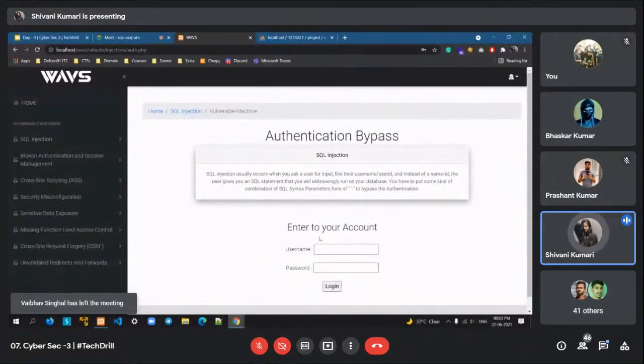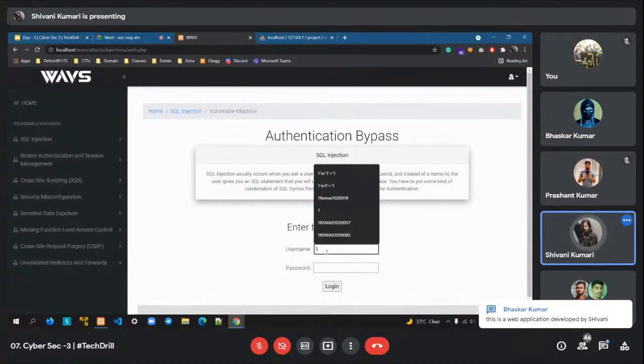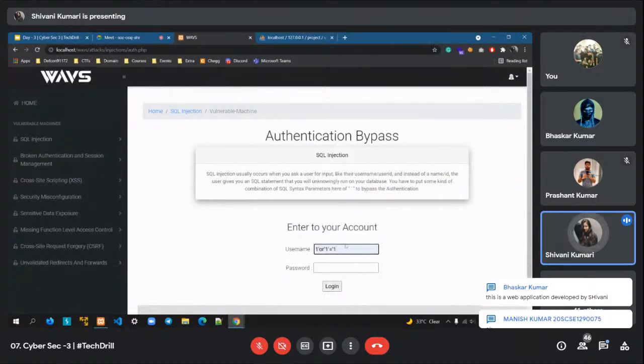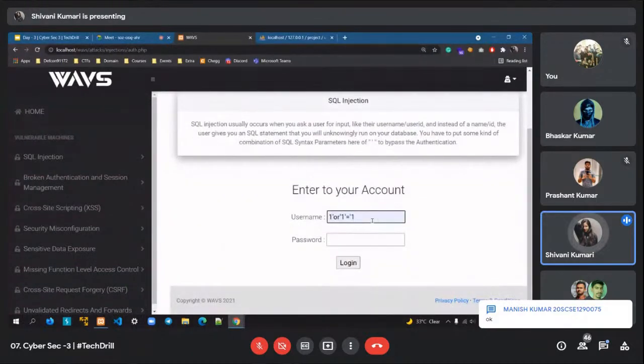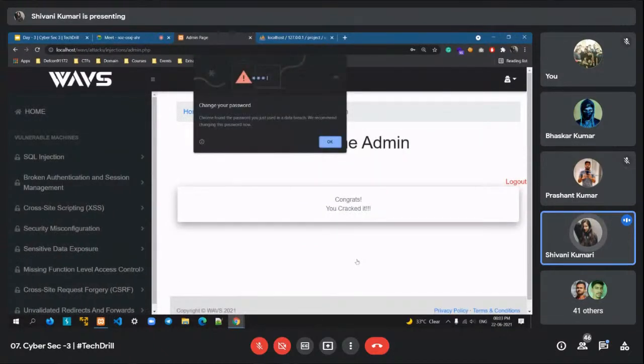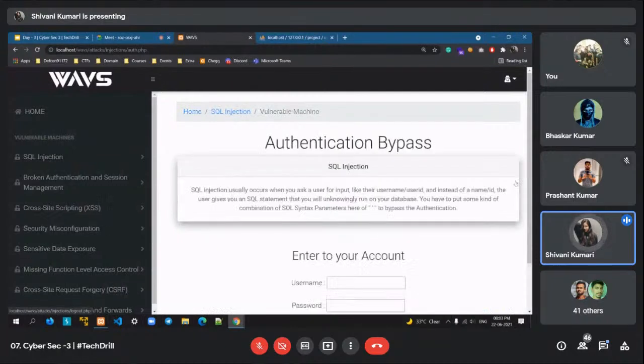Now we will try to put in a SQL injection, which is 1 or 1 equals 1. Let me zoom in. 1 or 1 equals 1. I'll put this SQL injection in both parameters, username and password. And you can see I've got the admin access. So this is all about SQL injection.